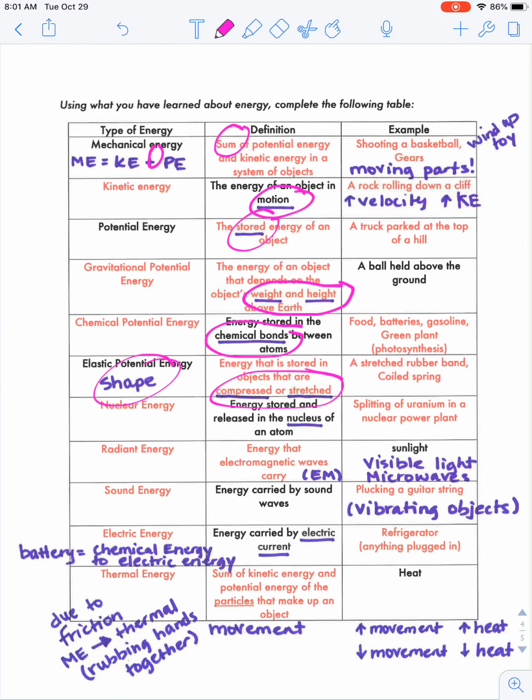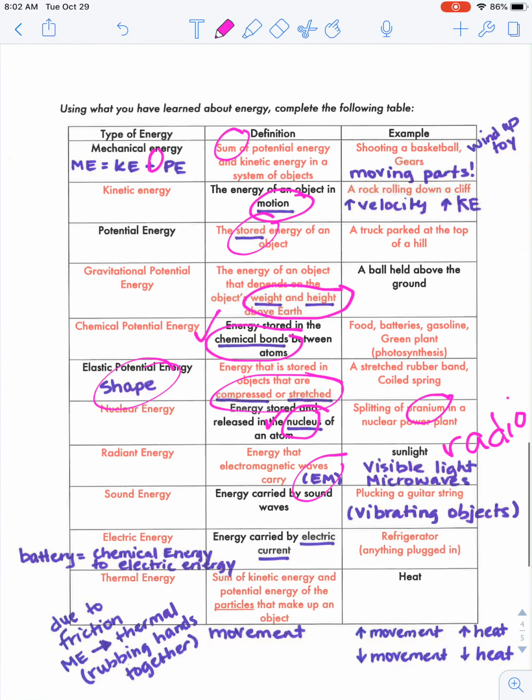Nuclear energy, energy stored in the nucleus of an atom. Okay, chemical potential energy is stored in the bonds between atoms. Nuclear energy is stored in the nucleus of the atom. Uranium, being one of the atoms, is split in nuclear power plants. Radiant energy, energy that electromagnetic waves carry. We're going to abbreviate that EM. So there are several waves in that electromagnetic spectrum we'll learn about next chapter. It's sunlight, visible light, microwaves, radio waves, are ones that we think about and use from the radiant energy that comes from the sun.